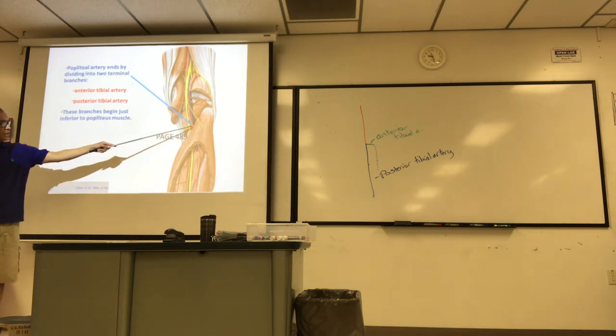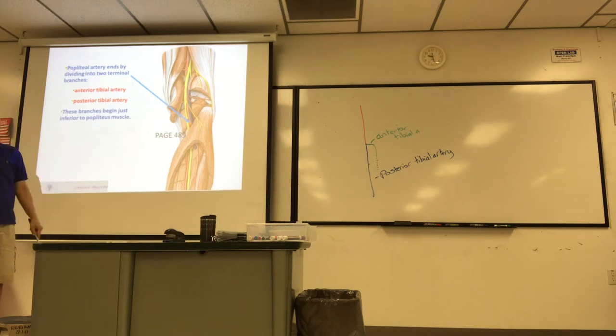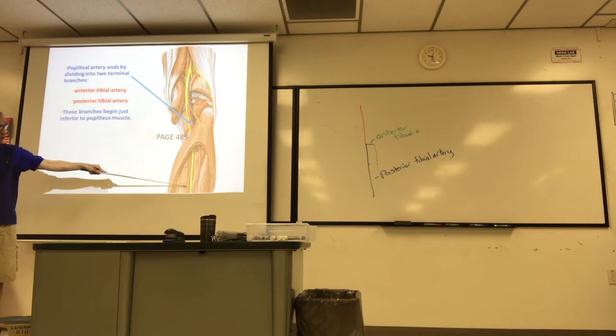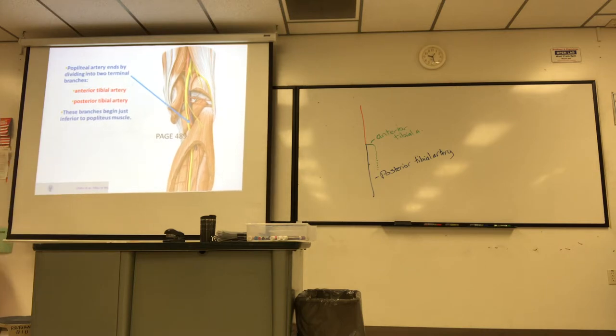Anterior tibial, posterior tibial. And you can't tell which is which. You've got to follow it. So if you see that one and you're on the back of the calf, which one is it? Posterior tibial. Okay. So just kind of orient yourself if it's the back or the front. So again, follow those all the way down to the foot and you're done with lower limb.